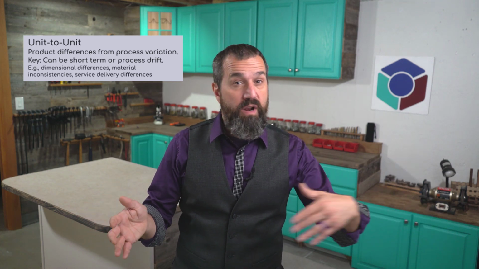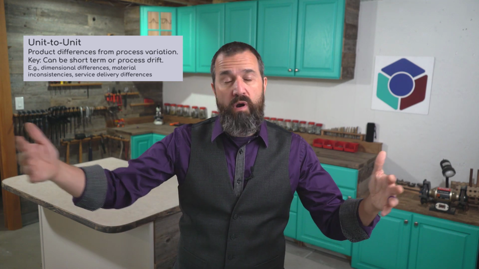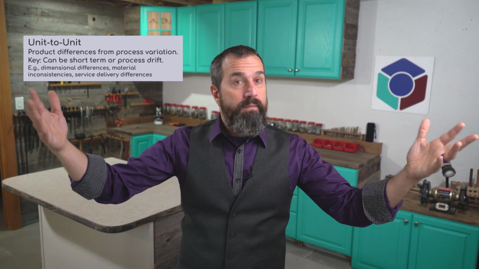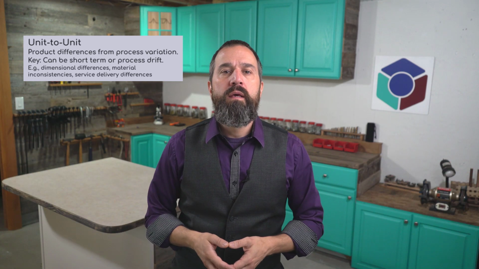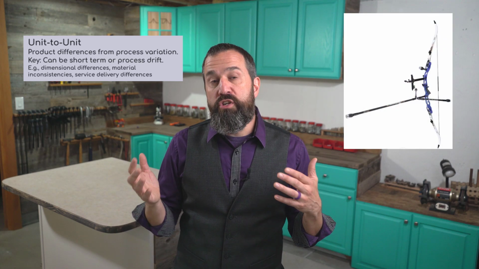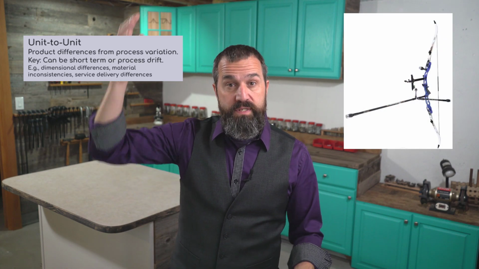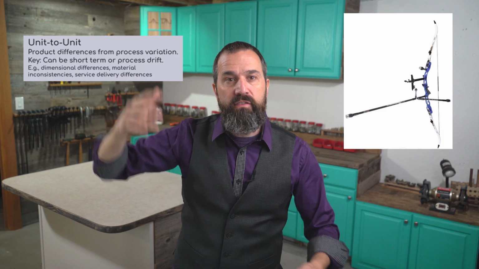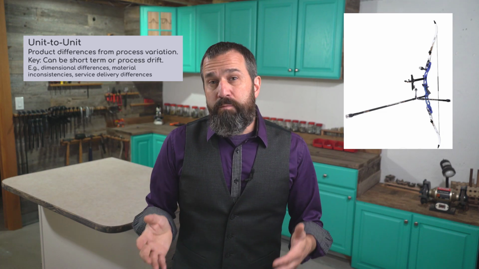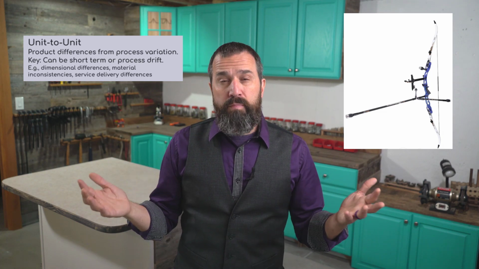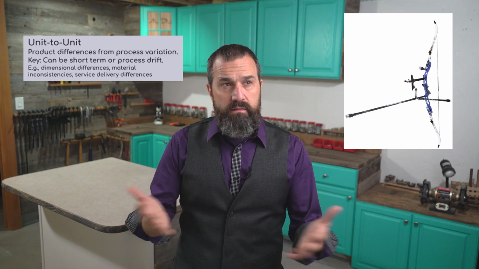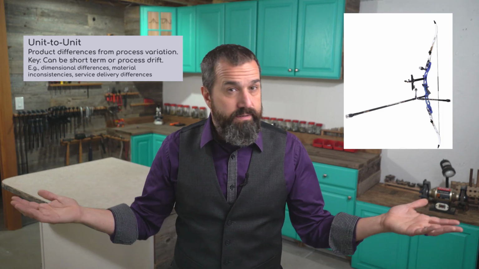Keep in mind, this could be from one product to the next as they're coming off the line, or it could be long-term process drift, right? Overall, the process isn't staying the same somehow. For a bow, it could be the rigidity of the limbs. Those are the arms that make up the bow, the big longy things. Now, we can have a spec on that, but all of our bows won't be identical, right? There's going to be some variation in those dimensions.